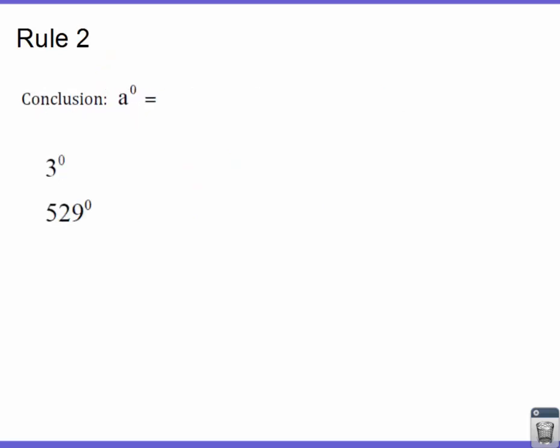So the next rule, rule number 2, says we're going to do a to the 0th power. Well, what that means is that anything to the 0th power is equal to, and if you type this into the calculator, you find out that it's equal to 1. So anything to the 0th power is going to be equal to 1. So if you do 3 to the 0th power, that's equal to 1. If you do 529 to the 0th power, that will also be equal to 1.